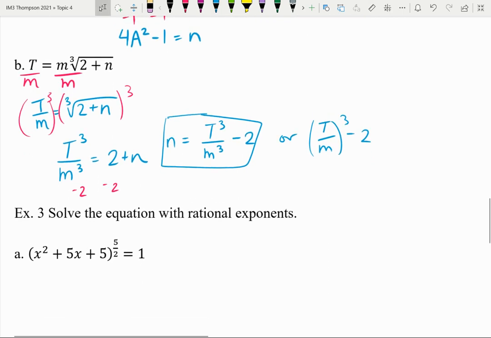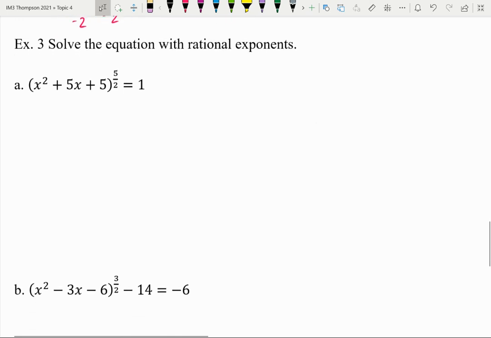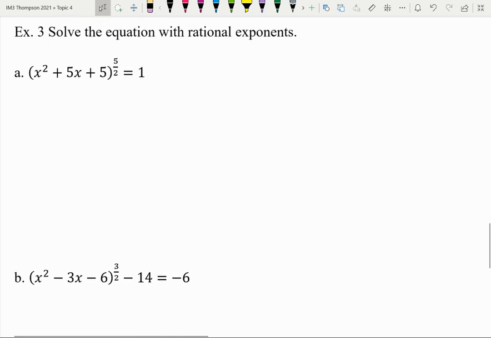Sorry, let me move that up so you can see. And I've got some choice for you guys. Example 3, we really already did an example with rational exponents, but it's more practice. These ones look a little bit complicated, but the process is the same. Do you want to do one more? Some head nods, yeah? Okay.